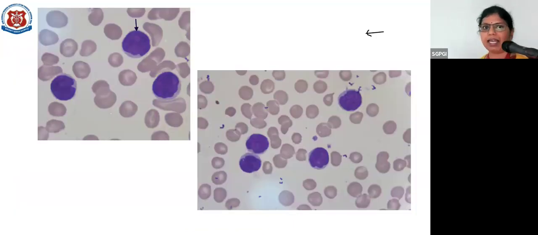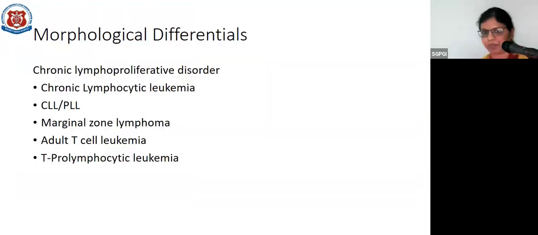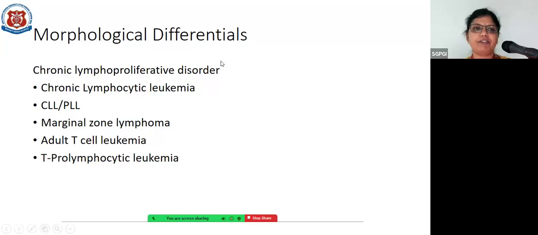A few more views from the slide. A few of these showed presence of nucleoli. And here again, you can see presence of nucleoli along with the irregular nuclear contour. So the morphological diagnosis was of a chronic lymphoproliferative disorder. To give respect to the most common entity witnessed, CLL was kept as the first differential, or a progression to PLL. Then the other entities were kept as marginal zone lymphoma, seeing the variable morphology. Then a proliferation of T cells, including adult T cell or TPLL, because of the presence of those convoluted nuclei with prominent nucleoli.